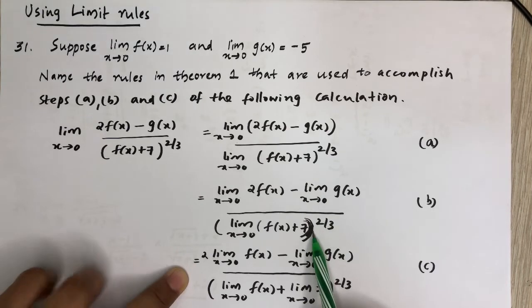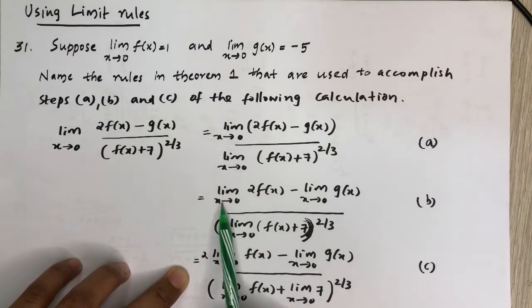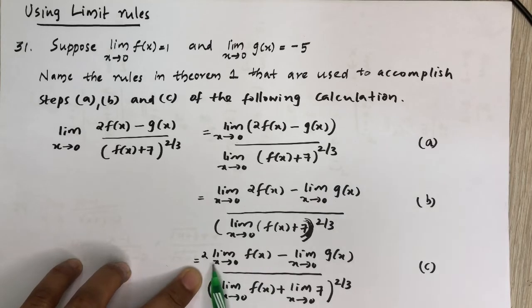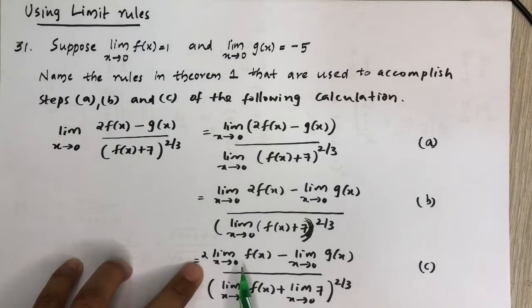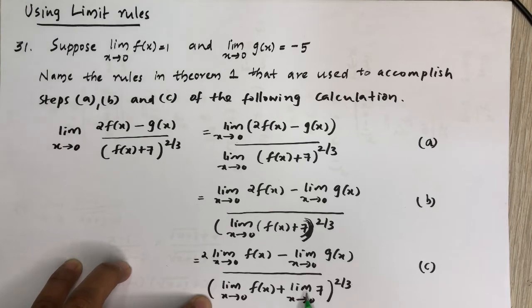In step C, the limit of 2f(x) is written as 2 times the limit of f(x), that is the constant multiple rule, minus the limit of g(x), divided by, here again in the denominator, the limit of f(x) plus 7 is written as the limit of f(x) plus the limit of 7, that is the sum rule, the whole power 2/3. Here in the numerator we used the constant multiple rule, and in the denominator we used the sum rule.